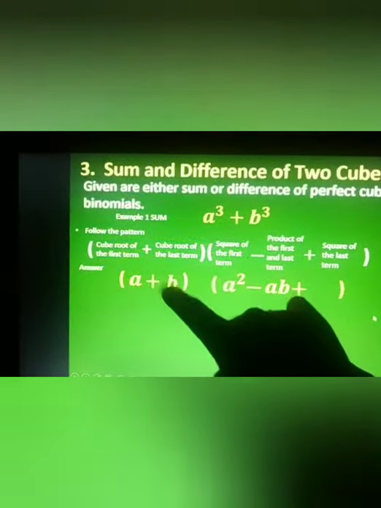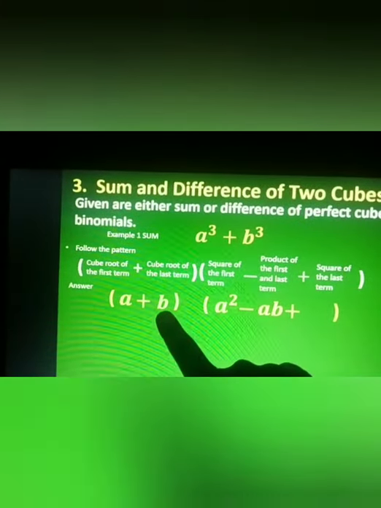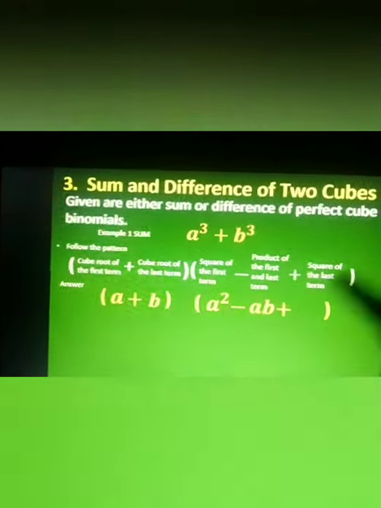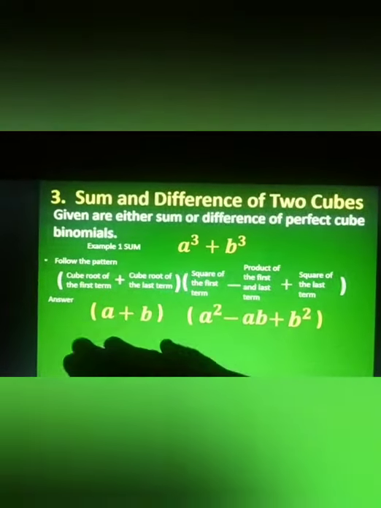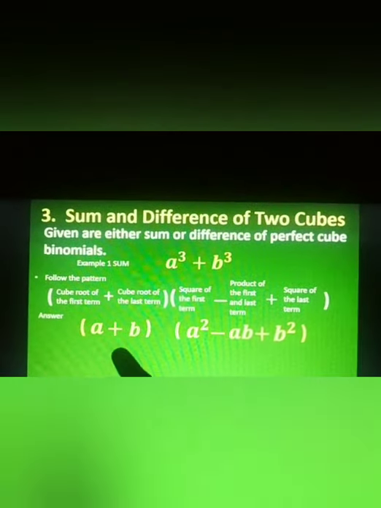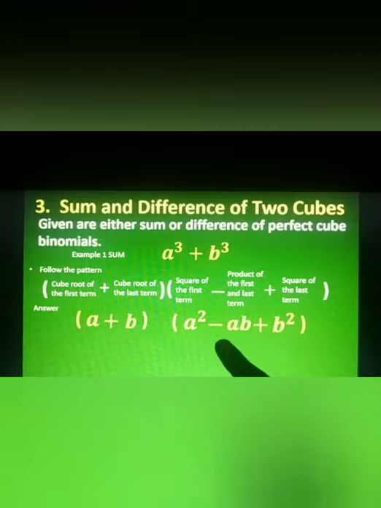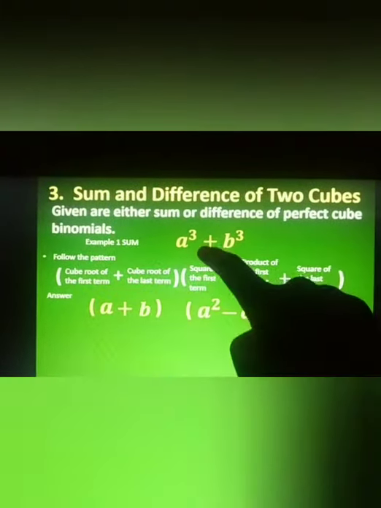This is your last term. So, square it. B times b. Multiply it by itself. So, b times b equals b squared. So, class, this is the final answer. The factoring of a cubed plus b cubed is this: quantity a plus b times quantity a squared minus ab plus b squared. Let's go back to the board.